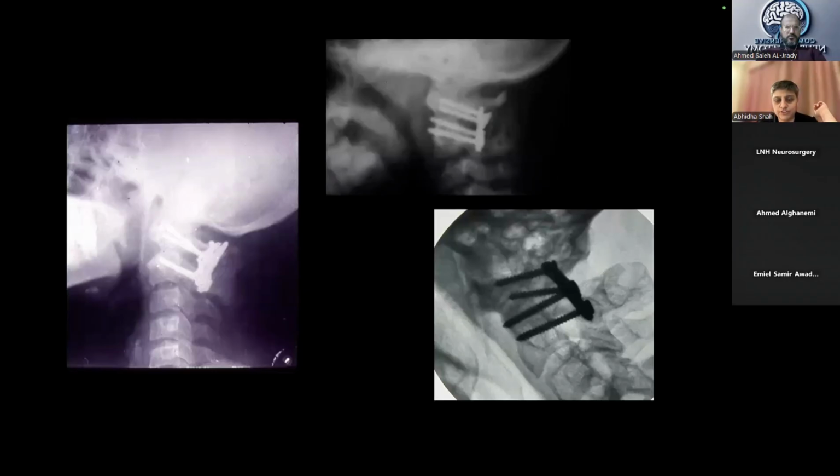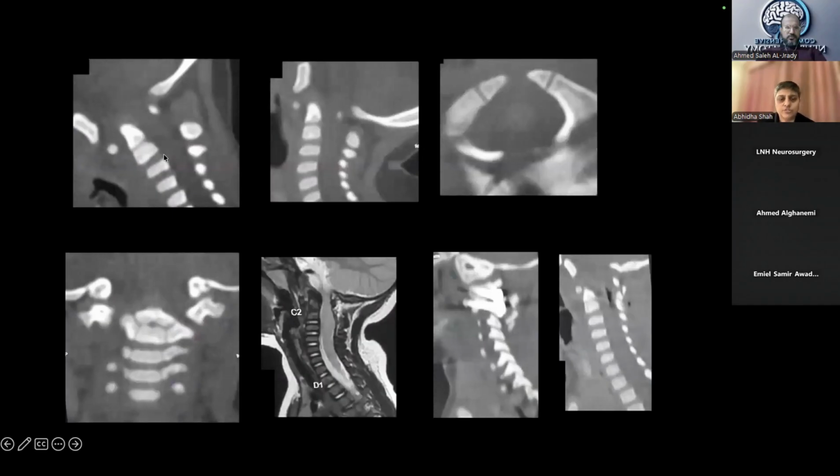So this is one of his first cases. And you can see the screw and plate constructs in these digital X-rays. Now you see this patient. So this is a mobile atlantoaxial dislocation. Here you can see on flexion, the atlantodental interval is increased.